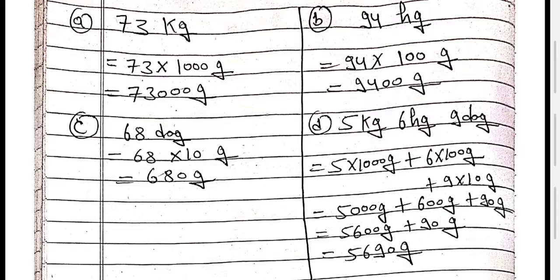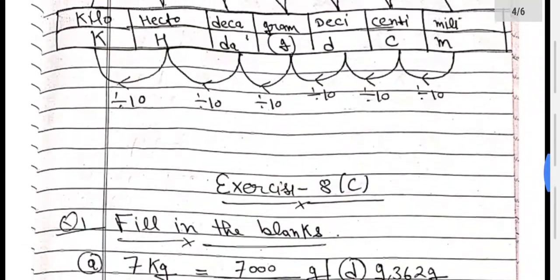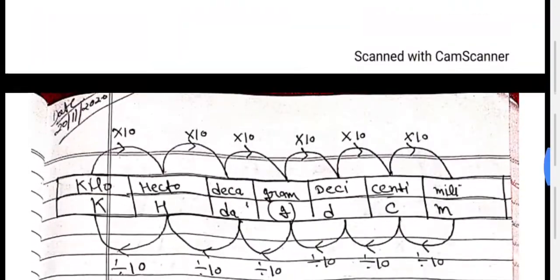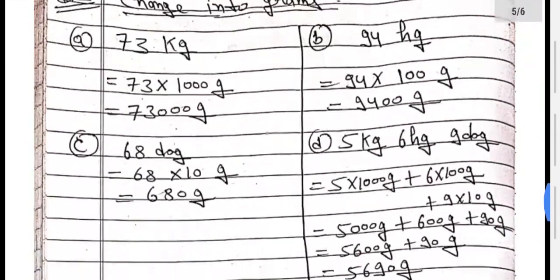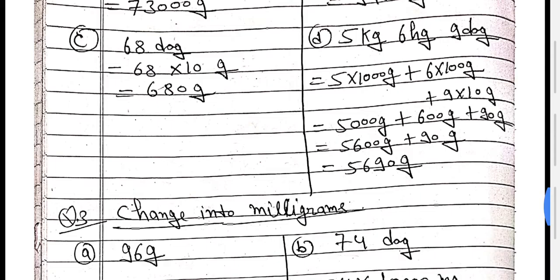9400 gram. Now decagram, and you have to convert into what? Gram. Now just see here, deca is here only, so only 1 step you have to move. So you multiply by what? 10 only. When you multiply by 10, you will get 680 gram.